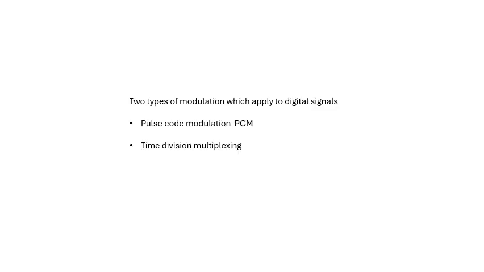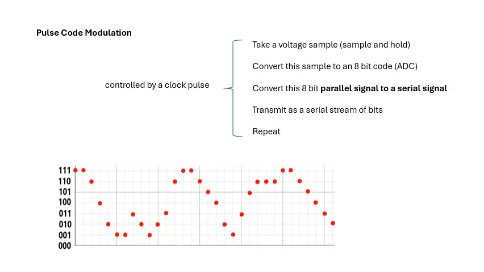Now there's a couple of things which I couldn't really slot in anywhere else in any other video, so I'm bunging them here. Two types of modulation which apply to digital signals, which you need to know: pulse code modulation and time division multiplexing. What are they? Pulse code modulation is if you do your sampling. Do you remember you sample? For example, on this diagram it's 3-bit samples, but it might be 8-bit or 16-bit or 24-bit.